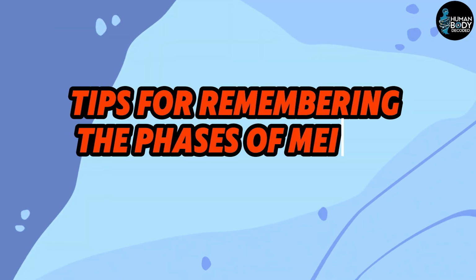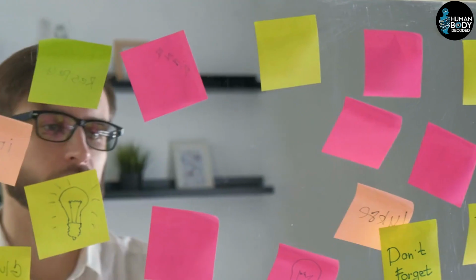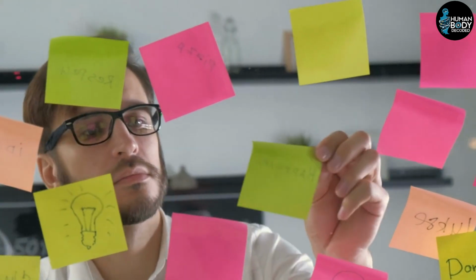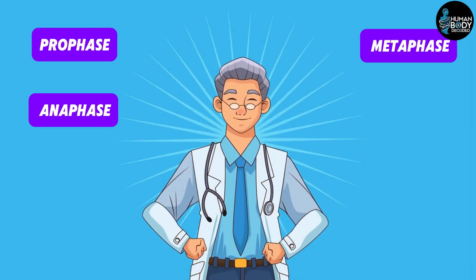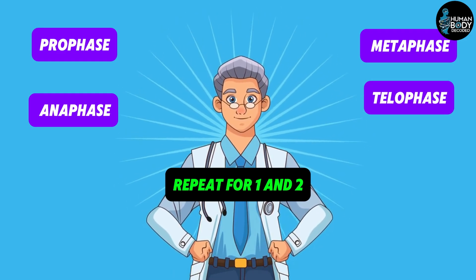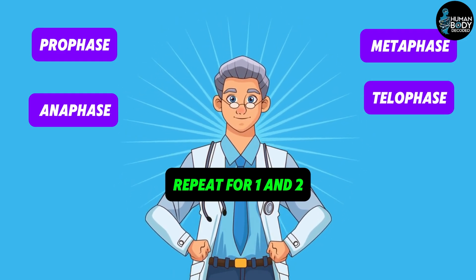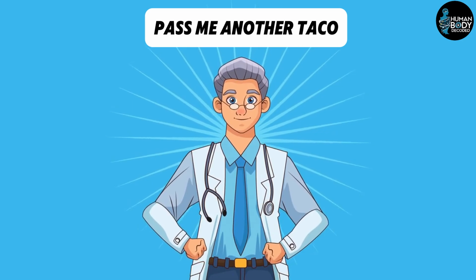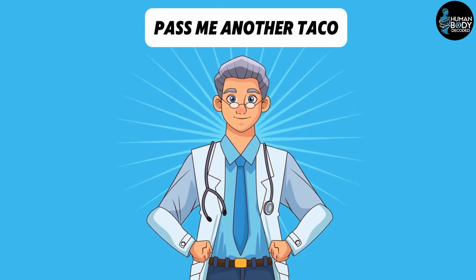Tips for remembering the phases of meiosis. Here's a mnemonic to help you remember the stages of meiosis. Prophase, metaphase, anaphase, telophase. Repeat for 1 and 2. An easy phrase could be, "Pass me another taco." Then remember there are 2 rounds.